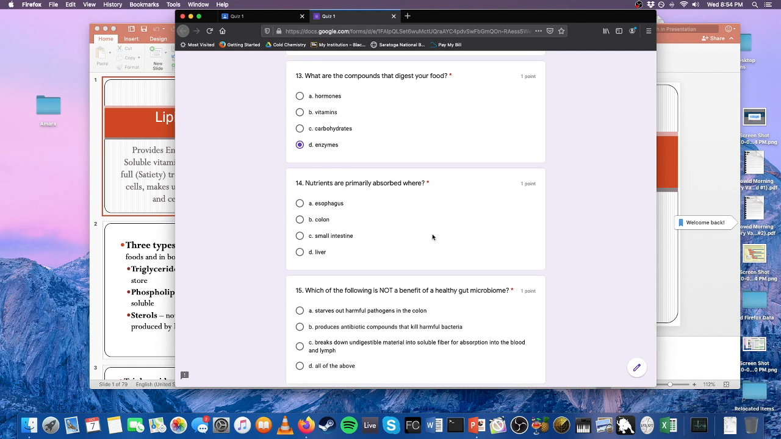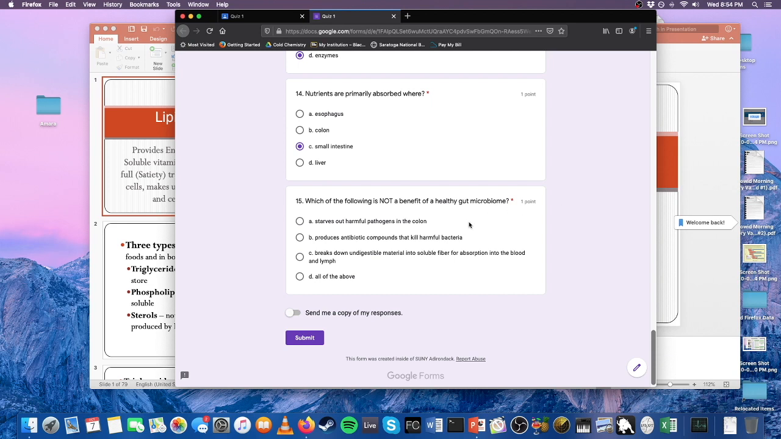Question 14, nutrients are primarily absorbed where? That would be the small intestine. Nutrients are generally not very well absorbed in the esophagus. They are not absorbed in the liver, and the colon has some absorption, but not nearly as much as the small intestine.